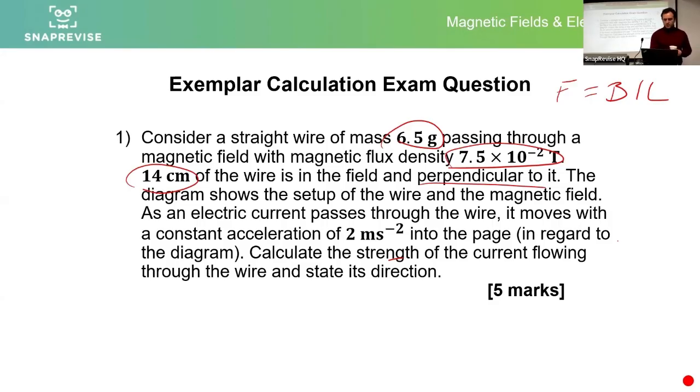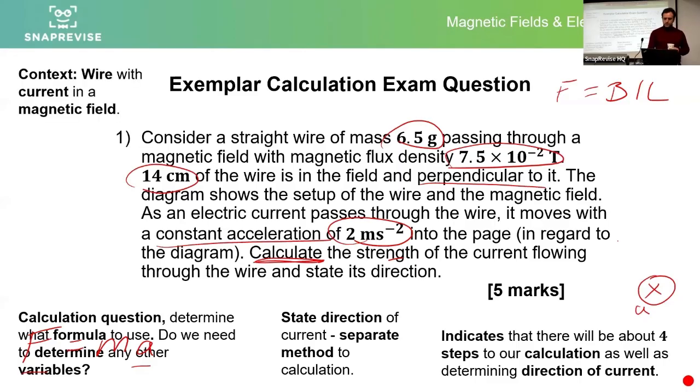As an electric current passes, the wire moves with a constant acceleration. Constant acceleration implies a constant force, because they are directly proportional to each other with Newton's second law. And the acceleration they give us is into the page. Calculate the strength of the current flowing through the wire and state its direction.